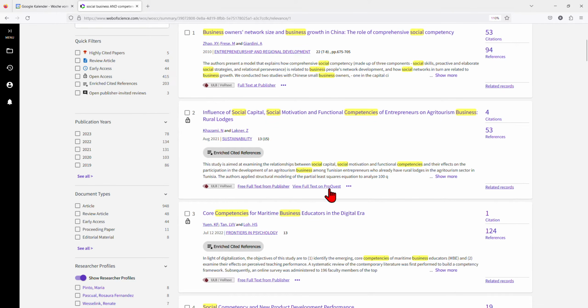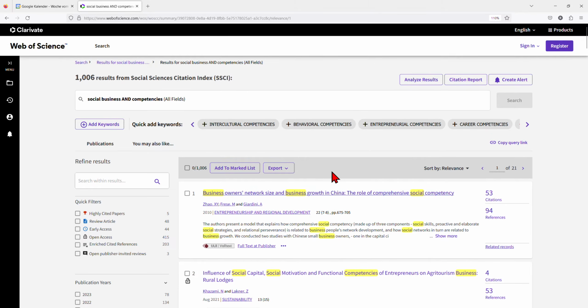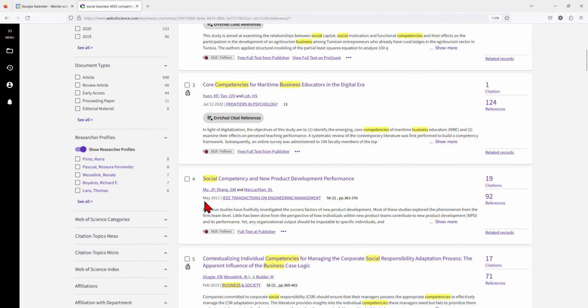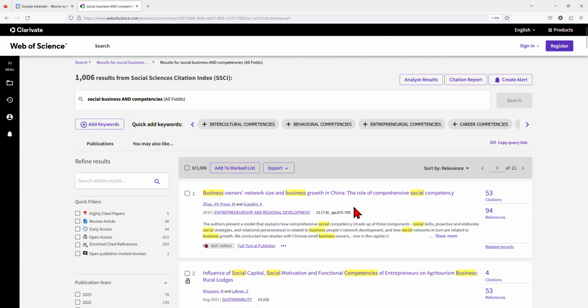For example, here you see that one here is core competencies in marine business educators. So that's not really related to my topic, although I sorted here already by relevance. So the most relevant articles should show up first here, and then we have, for example, here social competencies and new product development performance. That's also not really related to what I'm searching for. So let's try to improve this search term here a bit.